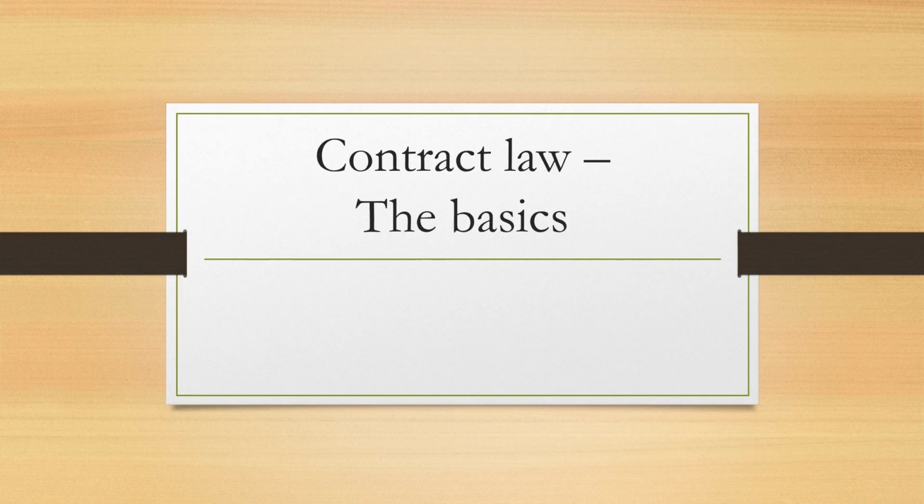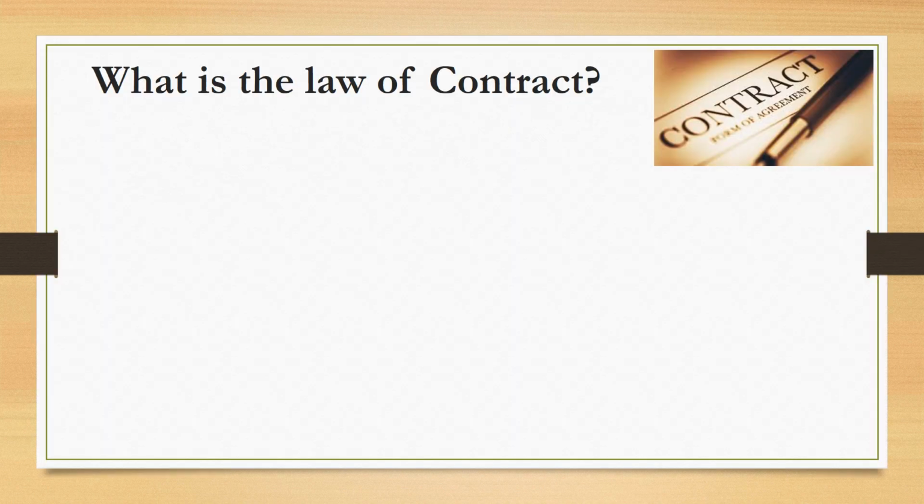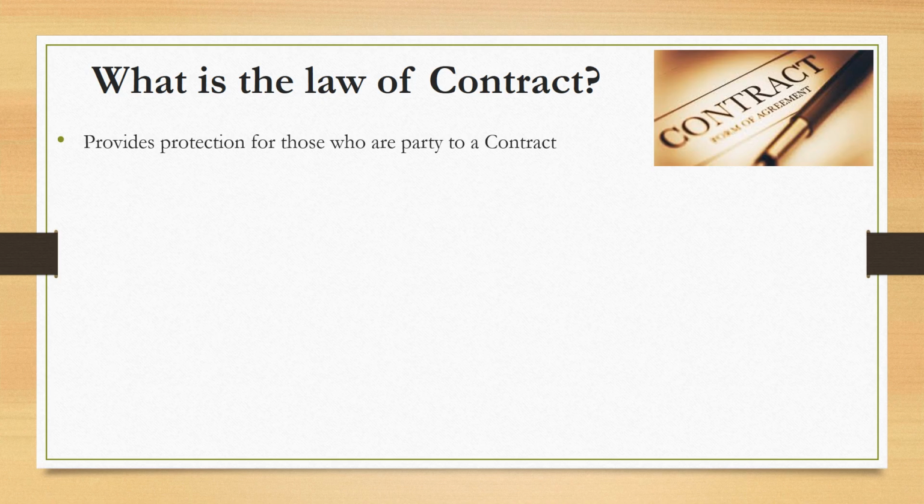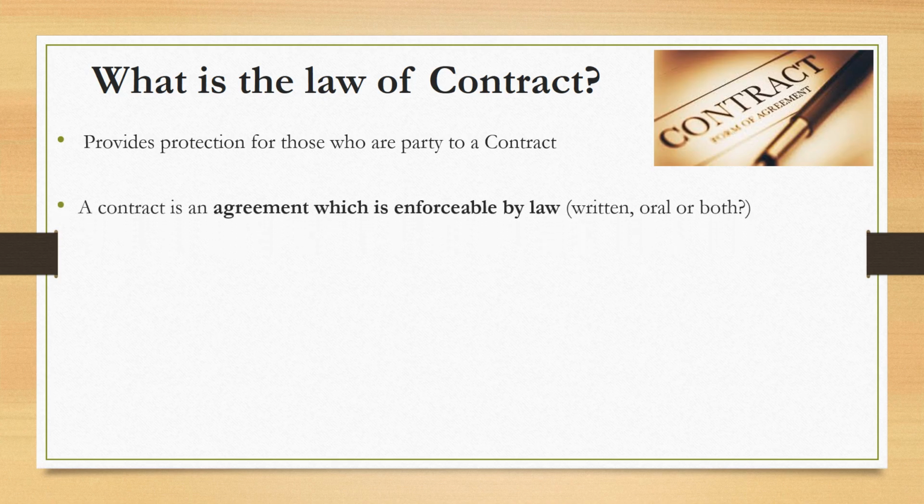Okay, so we'll start with the basics. What is the law of contract? So this area is about providing protection for those who are party to a contract. And as I've already mentioned, a contract can be described or defined as an agreement which is enforceable by law. It can be written, oral, or both.